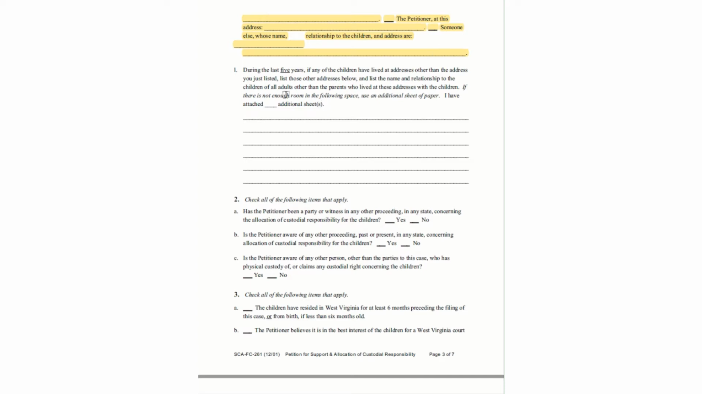kids, and the address. On line 1 here, you'd fill in information about if the kids have lived somewhere else over the last 5 years other than the address that you've already provided. You'd need to list those addresses on these lines here.